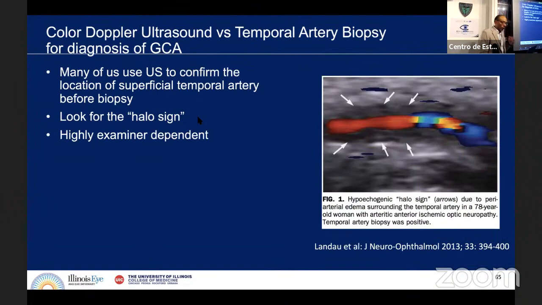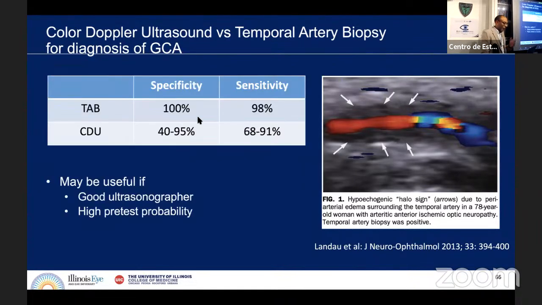Color Doppler ultrasound can be used. The problem with this is that you really need a good ultrasonographer who knows what they're doing to see this halo sign around the nerve. So I guess that's the question. Could we do this and avoid the biopsy? We'll have a little discussion after and see what your colleagues here think. But it can be good if you have a good ultrasonographer and a high pre-test probability.